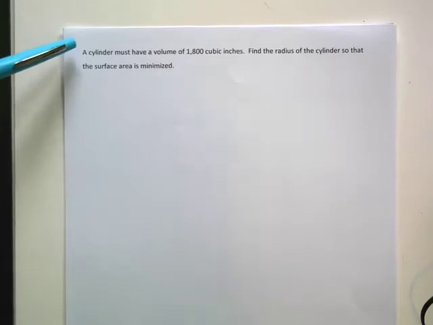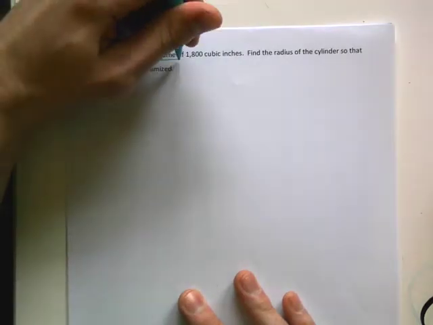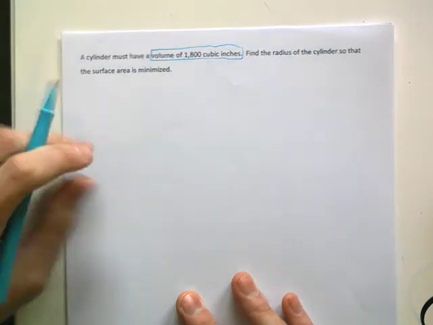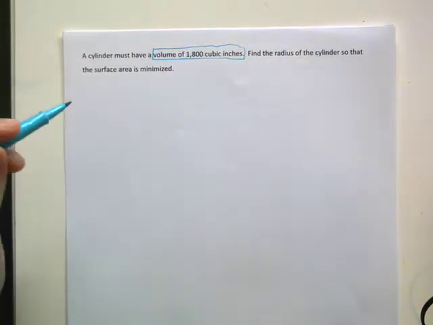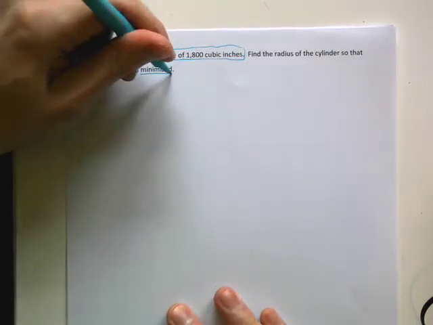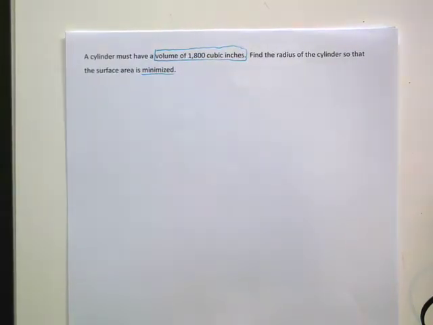It says a cylinder must have a volume of 1,800 cubic inches. Okay? So right away I'm seeing that in the first sentence we have a constraint. The cylinder must have a volume of 1,800 cubic inches. It says find the radius of the cylinder so that the surface area is minimized. So it looks like that's our optimization equation, just dealing with surface area.